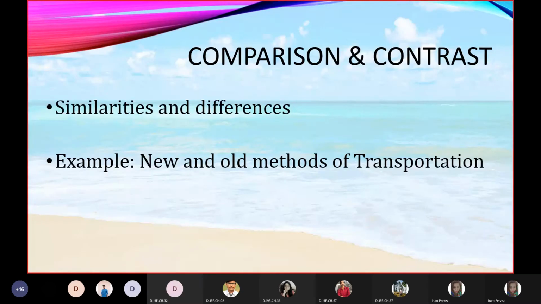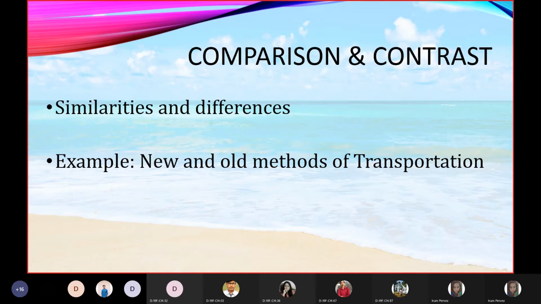Then we have comparison and contrast. In comparison and contrast, what do we do? We write similarities and differences in order to explain certain things. This is the third way of explaining things. As we have written transport in descriptive, and then history of transport in sequence, then we have comparison and contrast, where we see similarities and differences in order to explain the things.